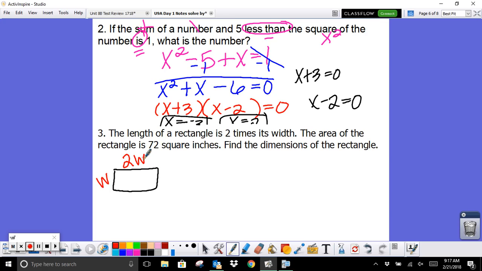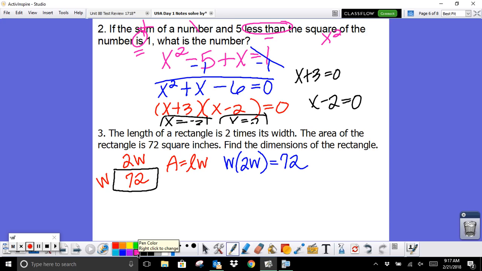The area of the rectangle is 72, all right? So the whole area is 72. Find the dimensions of the rectangle. So what you have to know is how to get area. Well, area is length times width. So our area here is going to be W times 2W, and that's going to equal the area, which is 72. So these are problems.